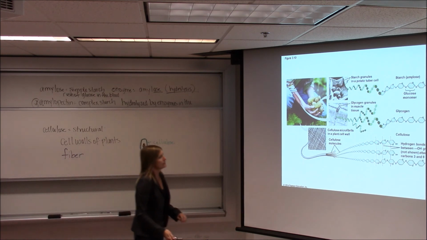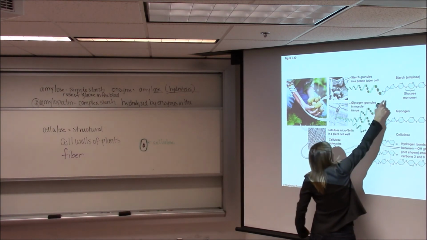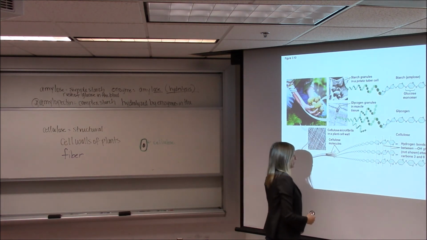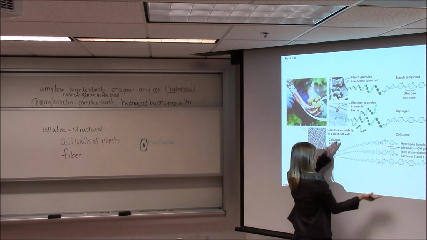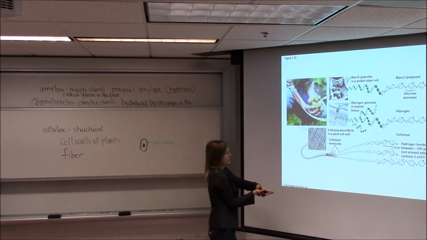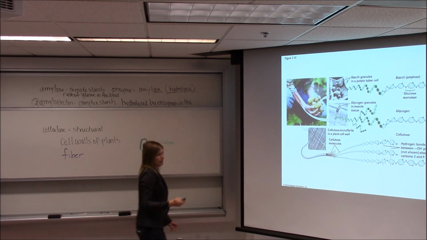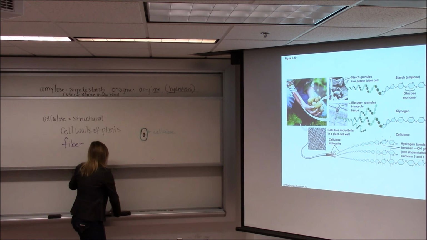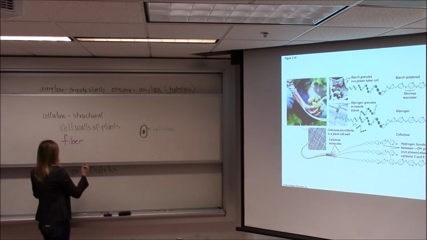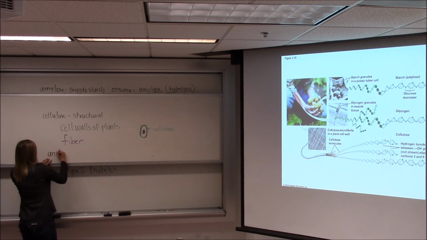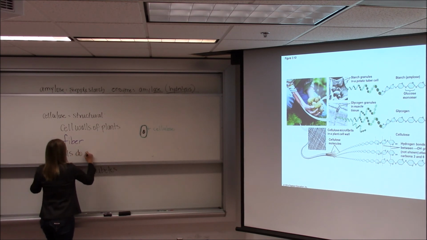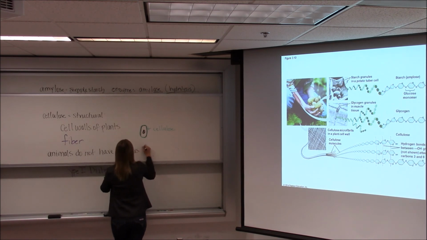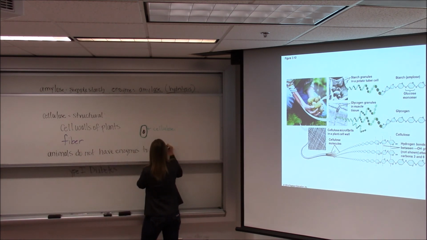Okay, so this is starch. This is glycogen. By the way, glycogen is very branched. And then this is cellulose. And it really comes together to form almost like a rope. This very fibrous structure. I said before, we cannot digest cellulose. We do not have the enzymes. Animals do not have enzymes to digest cellulose.